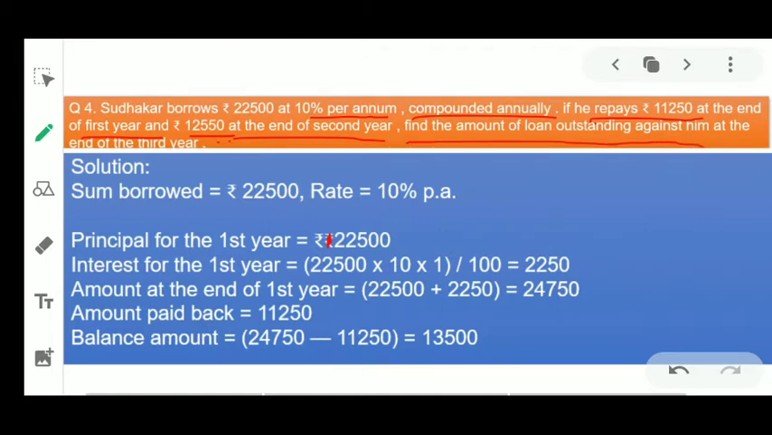So here the sum borrowed is 22,500, that is given in the question, and rate is equal to 10% per annum. Now write down the principal for the first year. Principal for the first year is 22,500, that is given. Then now interest for the first year equals P into R into T by 100.